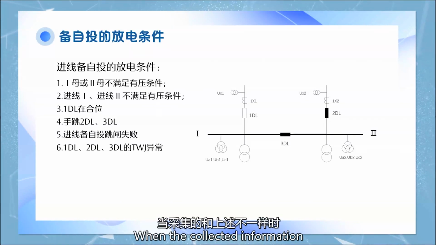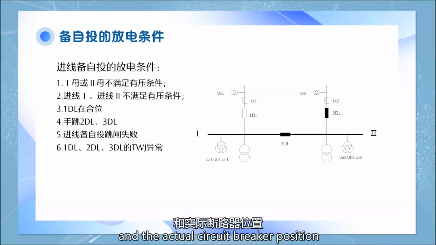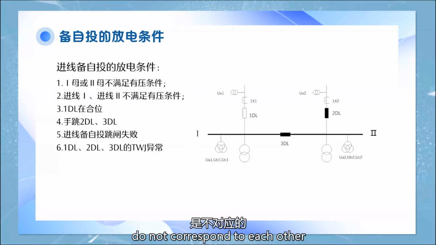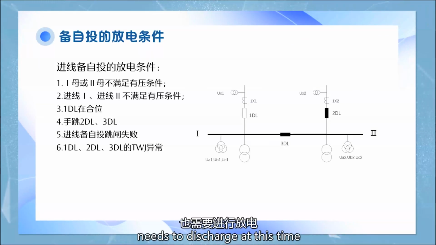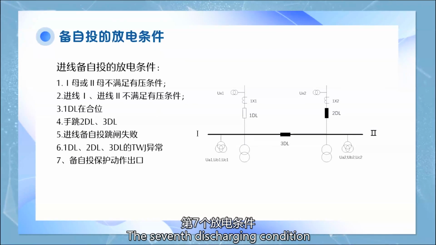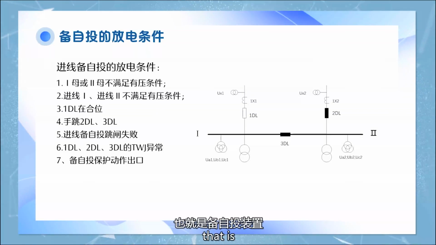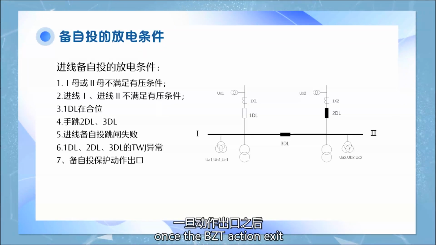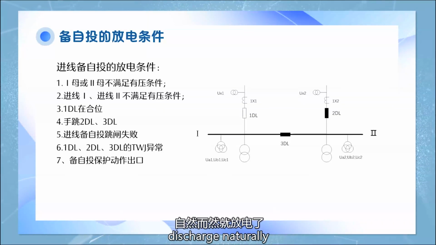When the collected information is different from the above, it means that the collected circuit breaker position and the actual circuit breaker position do not correspond to each other, and the BZT needs to discharge at this time. The seventh discharging condition is that the BZT protective action exits. Once the BZT action exits, then the BZT discharges naturally.